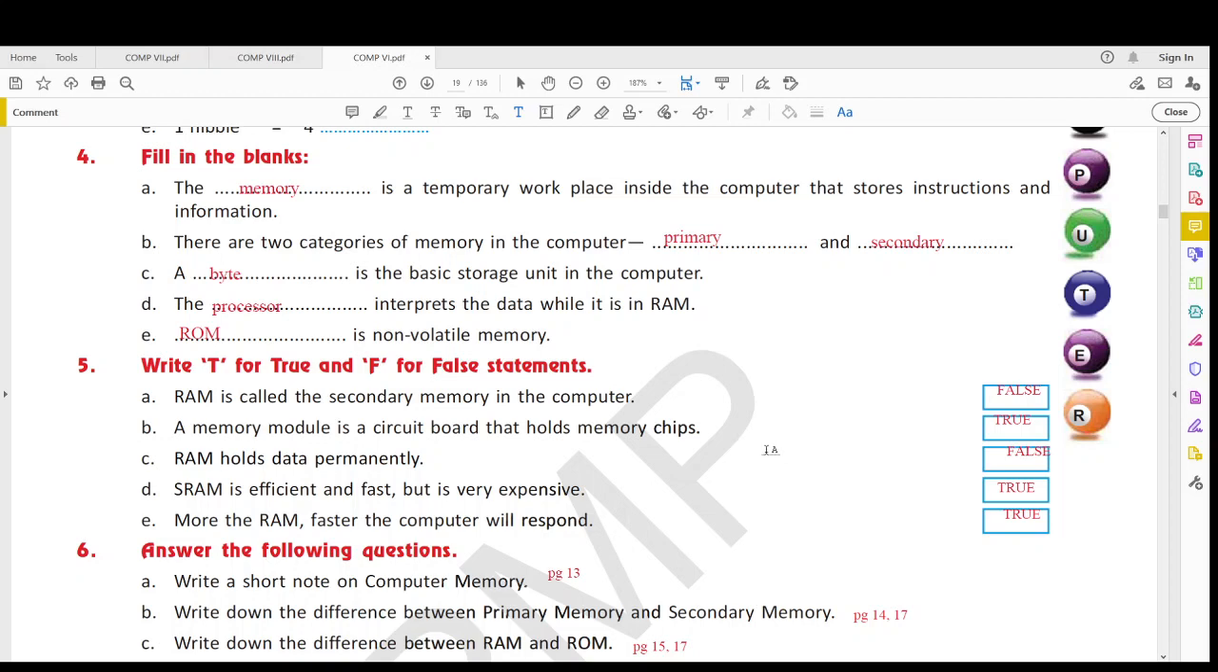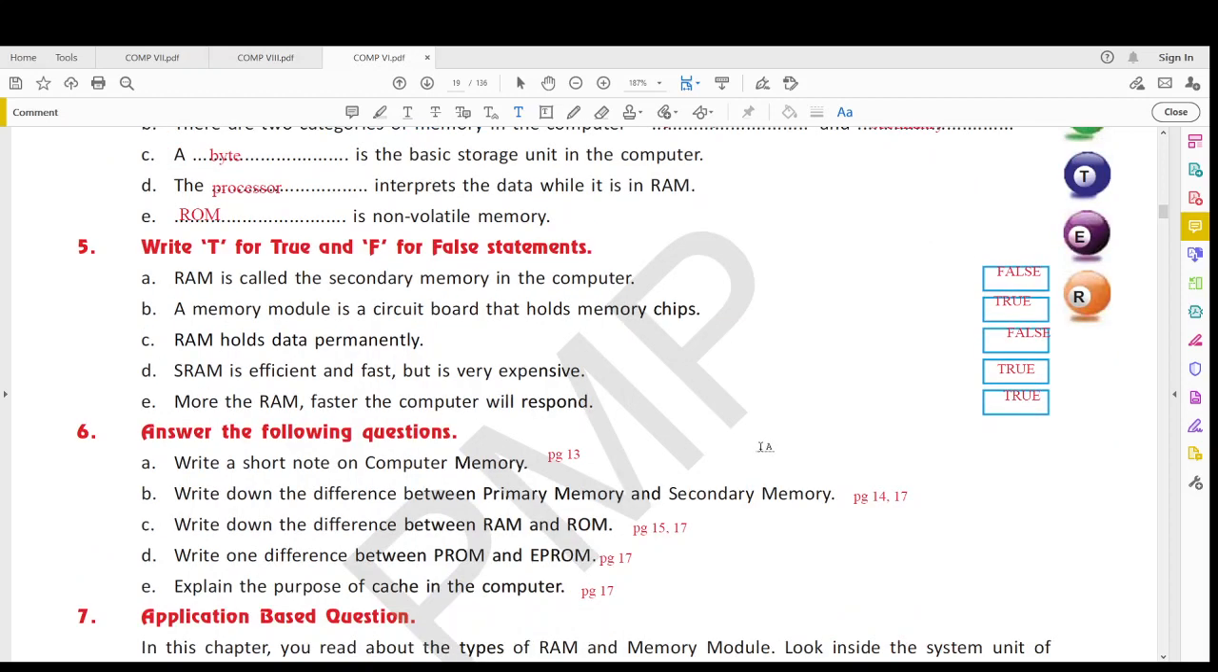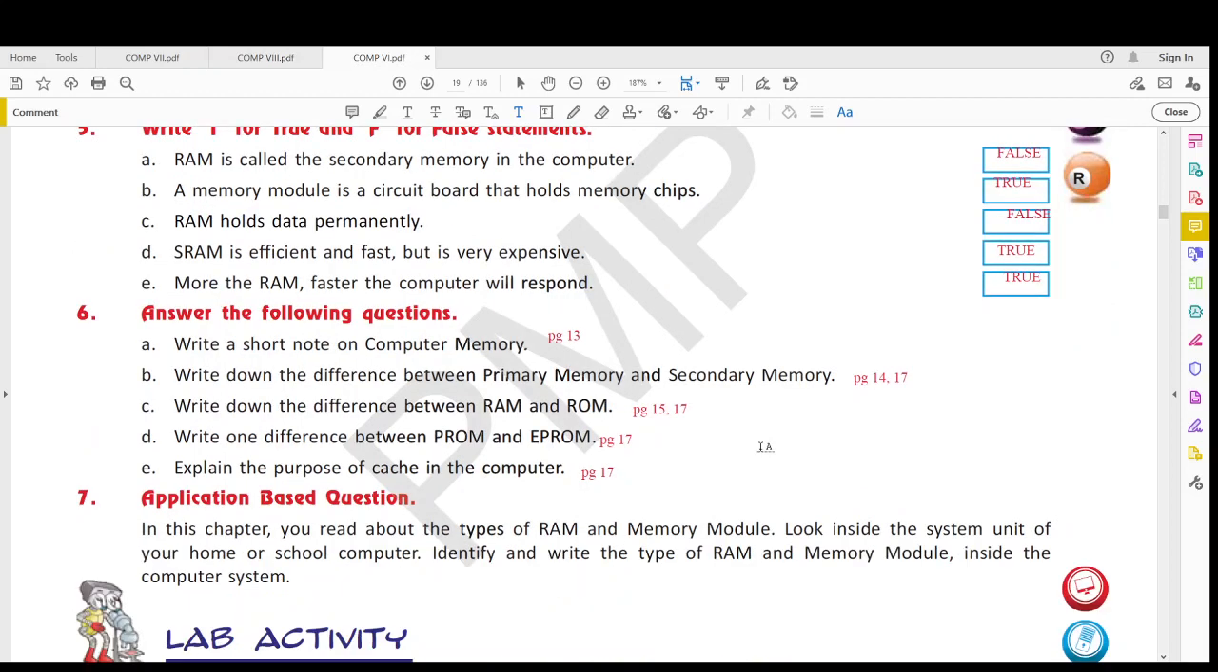Next, answer the following questions. Write short note on computer memory. What do you write about a computer memory? It is the storage device of the computer. So come to page number 13. You will find the answer written.